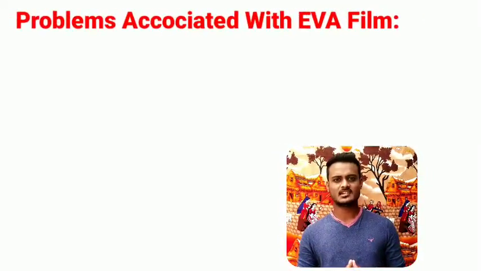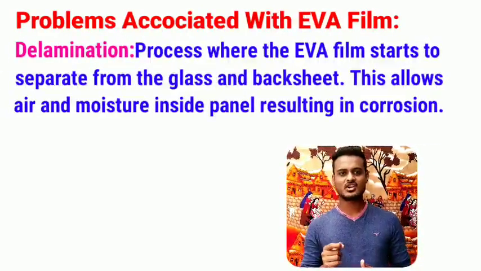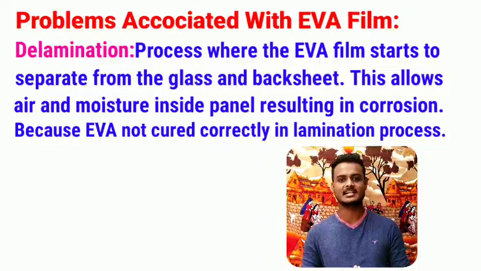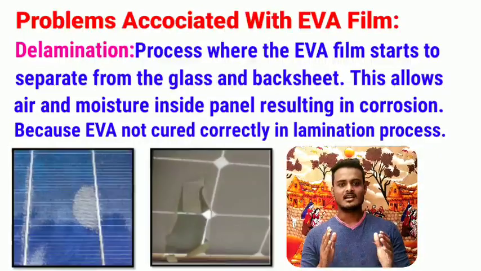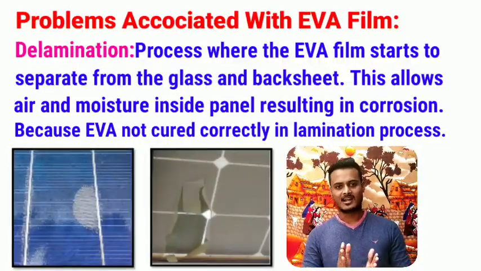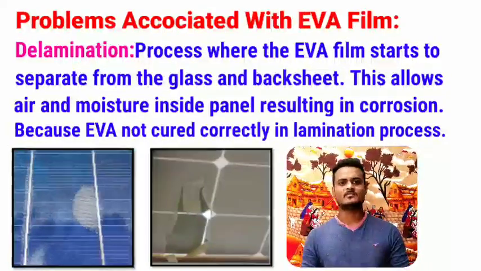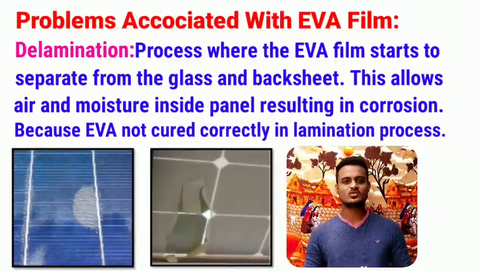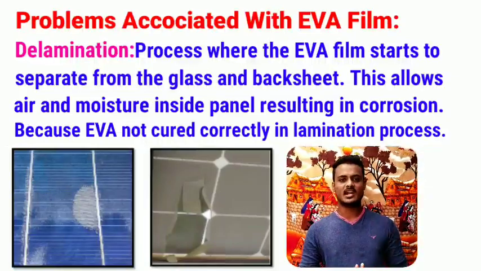Last topic in this session, the 10th one, problems associated with EVA film. Delamination. The first one is the process where the EVA film starts to separate from the glass and backsheet. This allows air and moisture inside the panel, resulting in corrosion. You can also observe in the images below clearly that the EVA is peeling and separating from the glass side or backsheet side. It will go into the delamination state. At that time moisture will go inside the solar module and be exposed to the whole module. The power will be reduced and bubbles form.